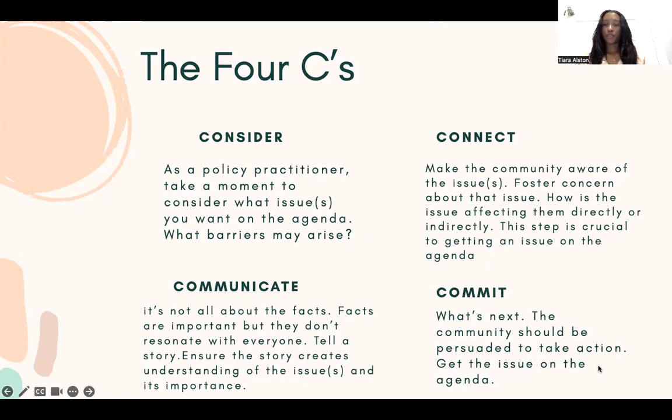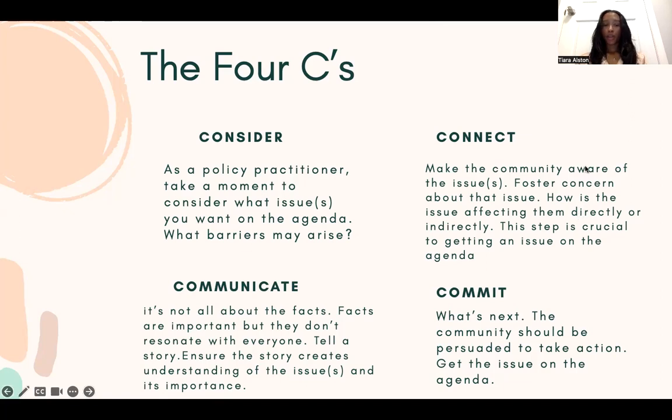Next, we have connect, which is probably the most crucial step of this process. So you want to make sure the community is aware of the issue. And that comes with bringing facts, bringing data, bringing all the information to them and presenting it in a way that really fosters concern about that issue. So you want to think about how the issue is directly affecting them and indirectly. So you're really showing them here why they should care about this issue and how they're being impacted by it. And that way you're more likely to get it on the agenda.